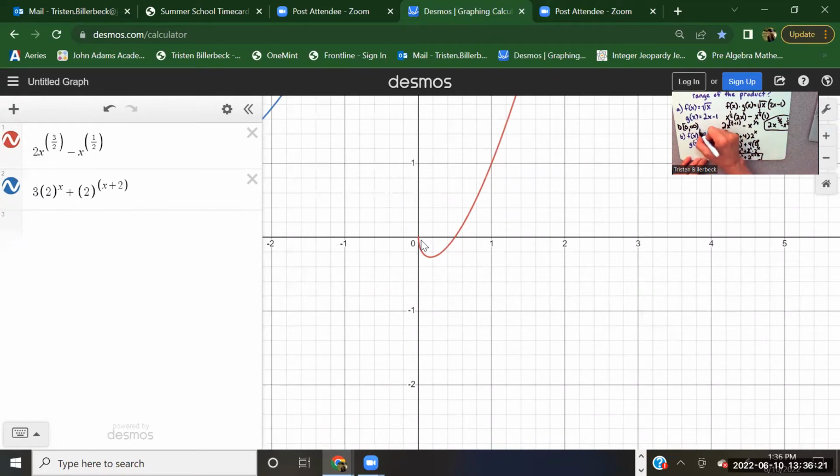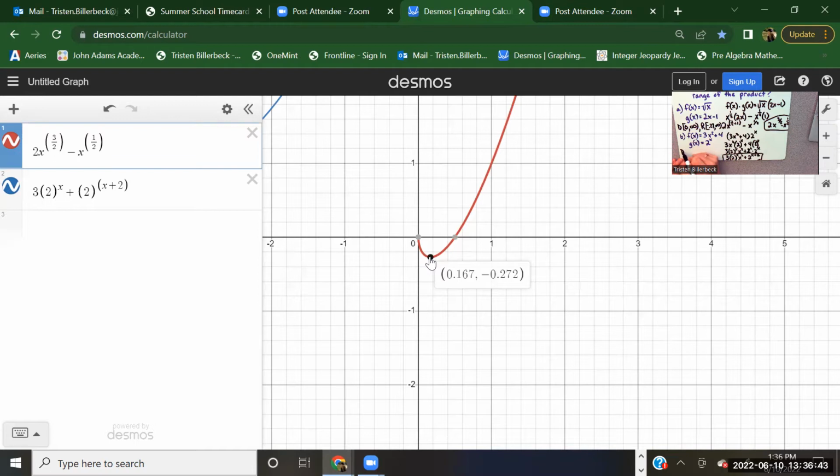The range goes down to this point here at negative 0.27. So it includes negative 0.27, and then it goes off to positive infinity as well. And we put a parentheses.